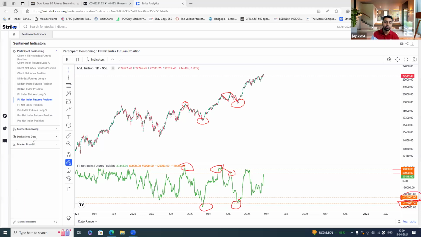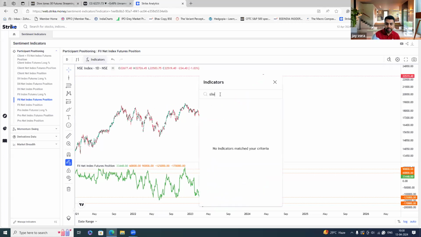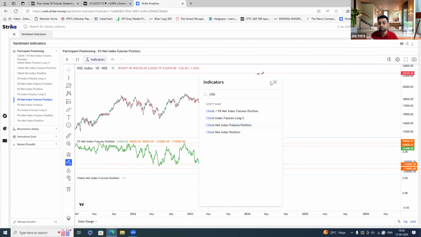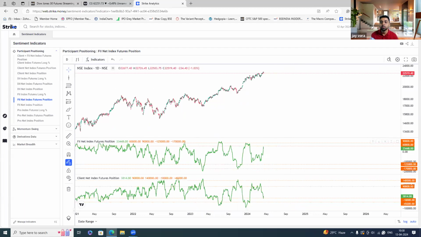Now, like I told you, you have to use it in combination. Okay, so supposing I plot the client data, the client index net future position, when I plot this, when FIIs are net short to the extreme and the clients are net long to the extreme, so that's where typically this is a sign of important lows. Okay, because both these participants are now reaching an extreme, and here when you take action, it should turn out to be profitable.